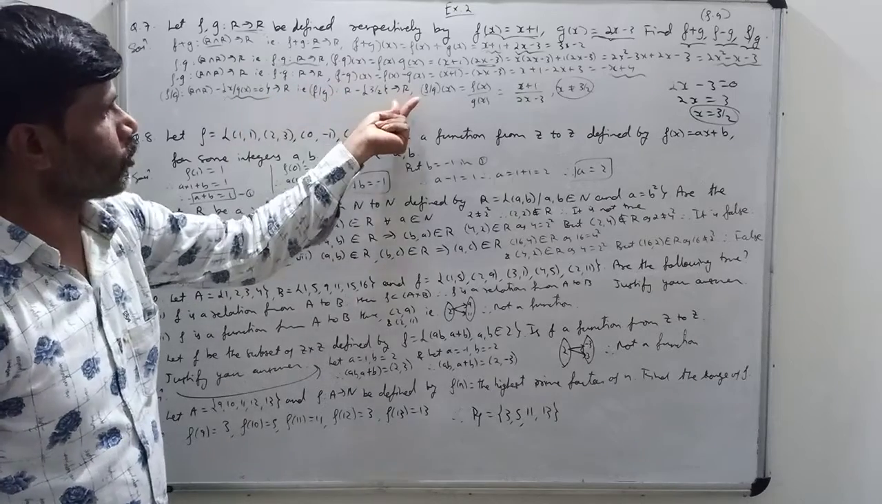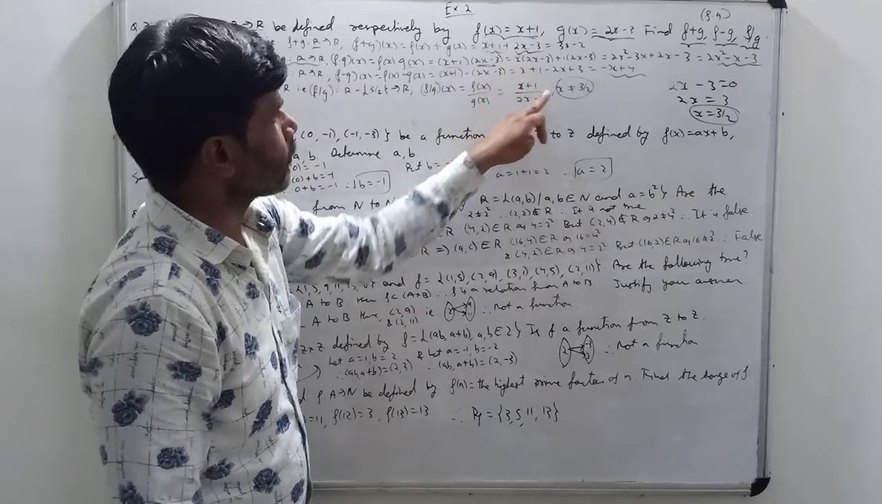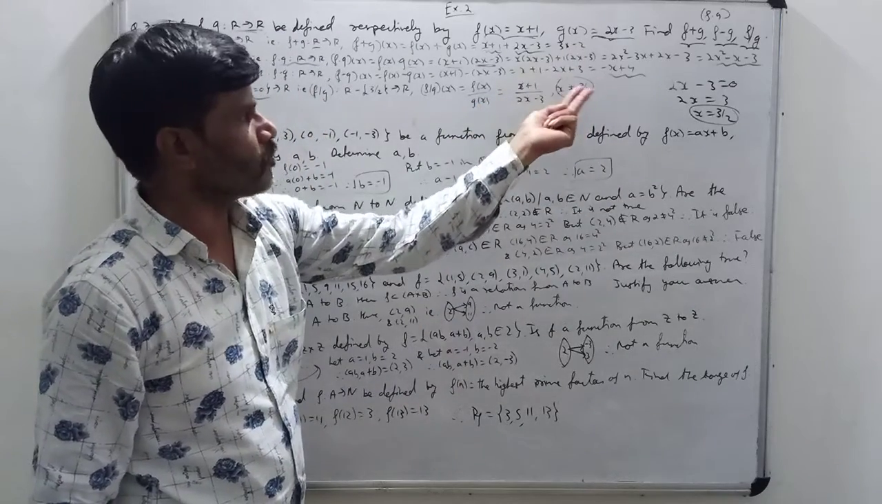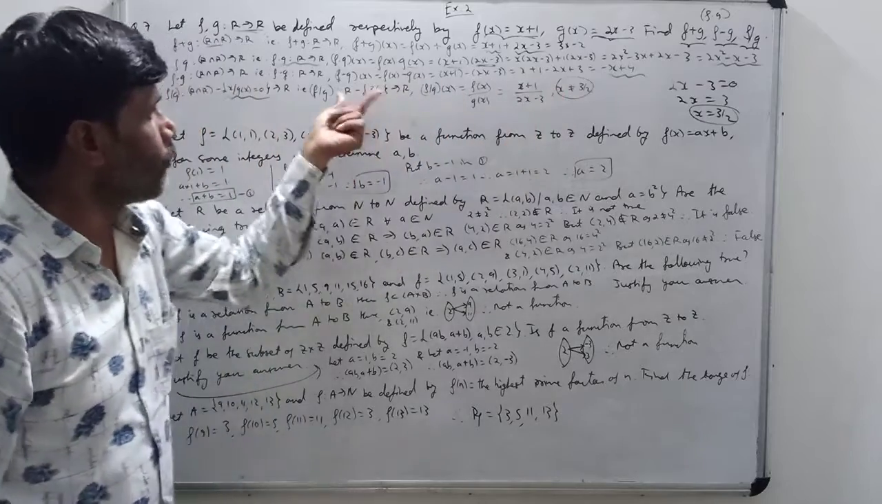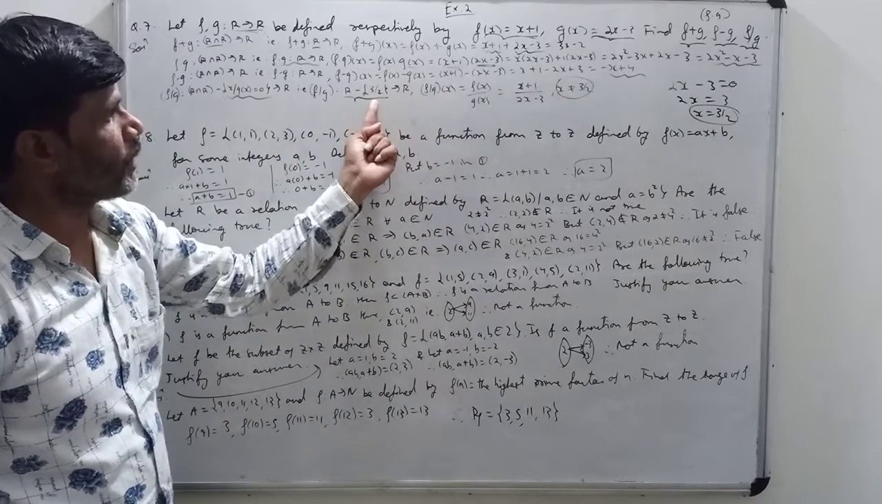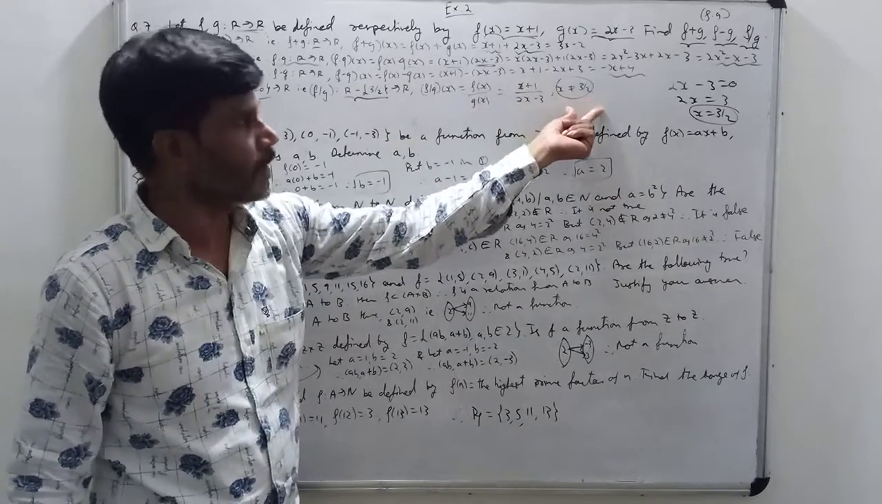To the common codomain R. Now (f/g)(x) is equal to what? f(x) upon g(x). f(x) is x + 1, g(x) is 2x - 3, that only. Here, x is not equal to 3 by 2, there is no need to mention it. Why? Because we have already removed it from the domain. In this, x cannot take the value 3 by 2, so there is no need to write it here.